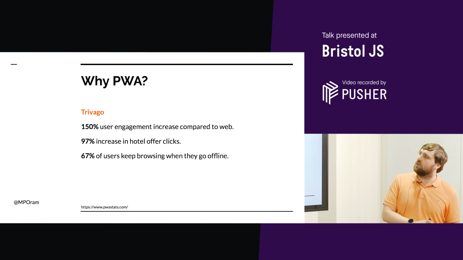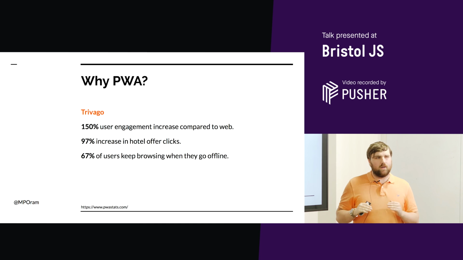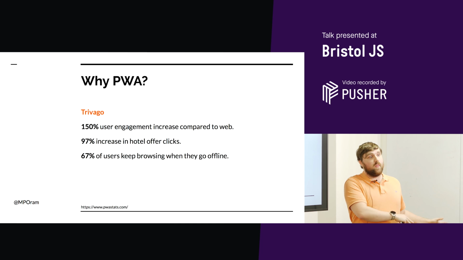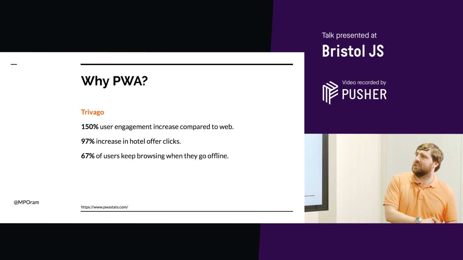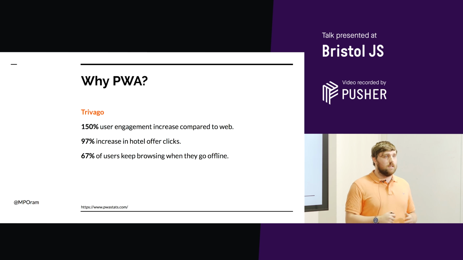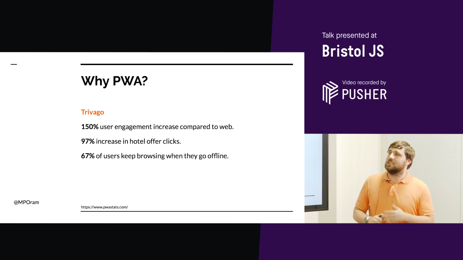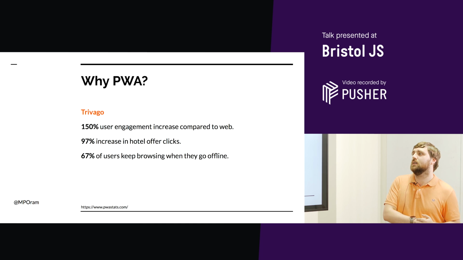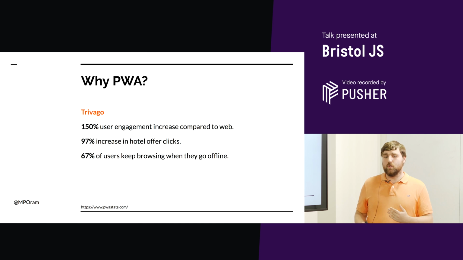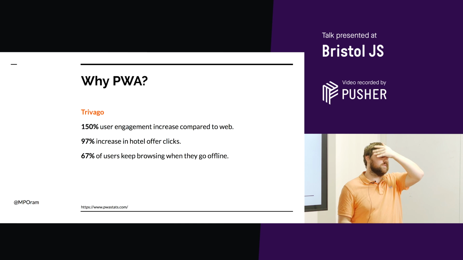Trivago then are another company that have done it. So these stats are in comparison with their web application before they implemented the PWA technologies. So they saw a 150% increase in user engagement. Obviously pretty handy. 97% increase in hotel offer clicks, and 67% increase in users continuing to browse when they go offline because of the offline support. Obviously, previously, if you go offline, most people would just give up, no signal.